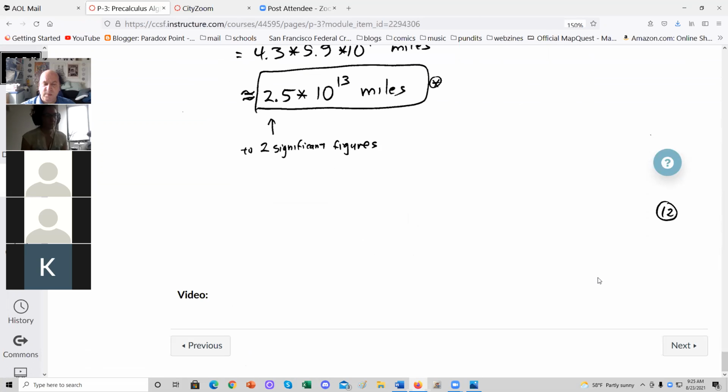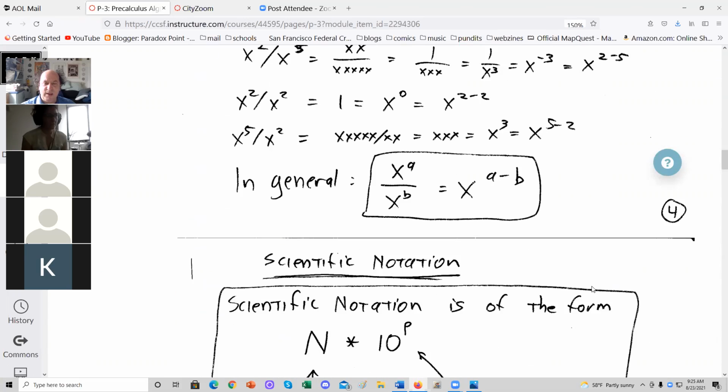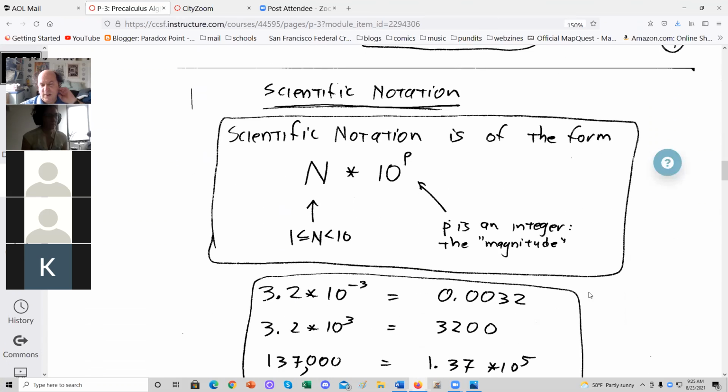You know, these other problems involve scientific notation. Let's get to that. Scientific notation. It's called that because physicists, chemists, astronomers, and so on use it because it's very useful for denoting very large and very small numbers, which happen a lot in physics, chemistry, astronomy, etc.